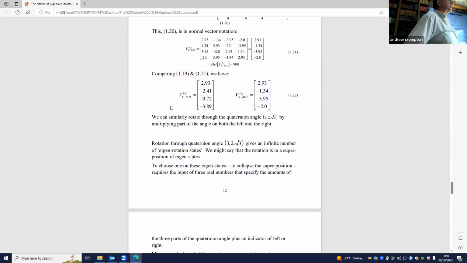What I'm going to get is a superposition of eigenrotations. So this idea of superpositions is within non-commutative algebra. This is pure maths. We're not doing physics here. A non-commutative rotation is a superposition. What does it take to collapse a superposition?